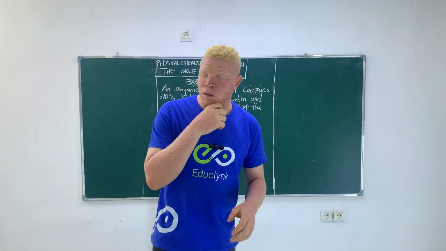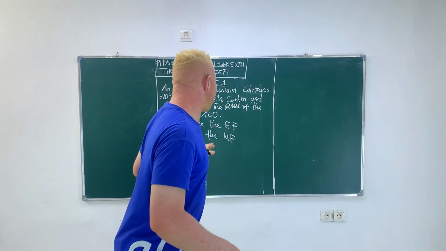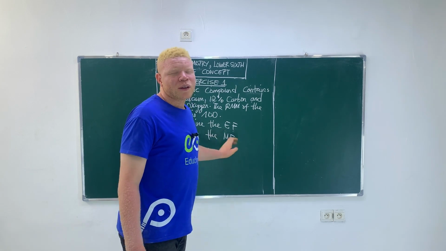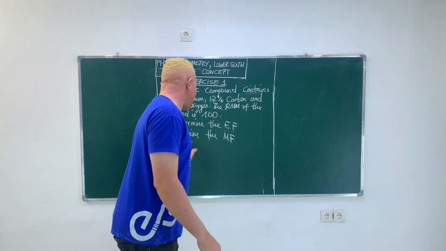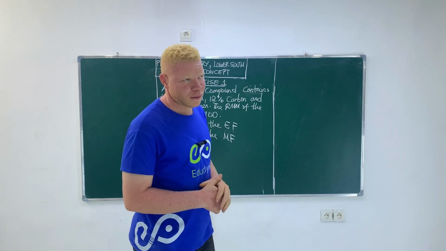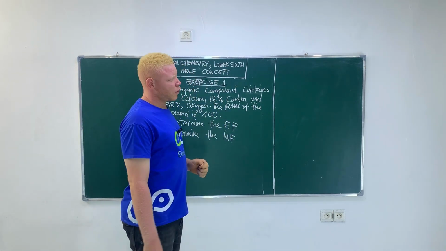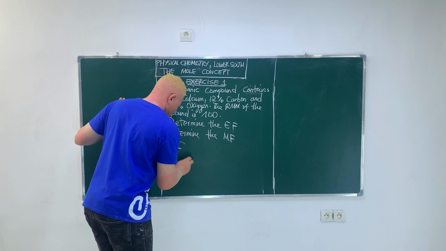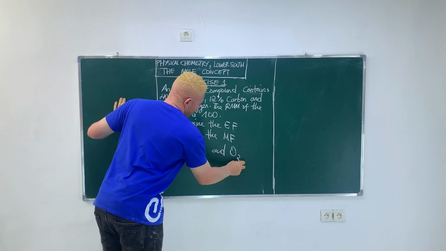So the question goes in two sections. A is determine the empirical formula, that's EF. So EF stands for empirical formula. Then MF stands for molecular formula. So the compound is made up of calcium, carbon, and oxygen.